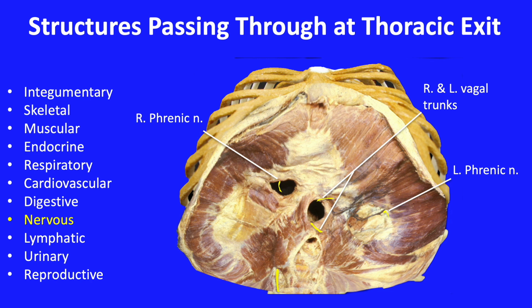The exit of the right and left phrenic nerves through the diaphragm will help you understand referred pain to the shoulder from abdominal pathology. Stay tuned, this will become apparent in a different lecture. Finally, we see the greater splanchnic nerves exiting behind the diaphragm. This nerve is part of the sympathetic system of nerves.